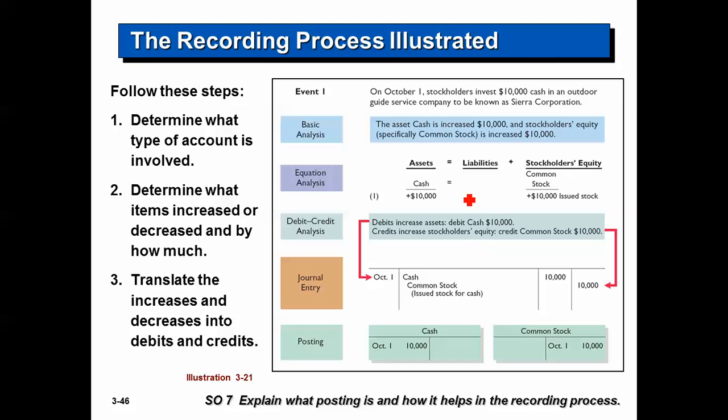So here's the recording process. We just did cash and common stock. Now we're looking at the ledger cards as if they're T accounts, not like they really are.